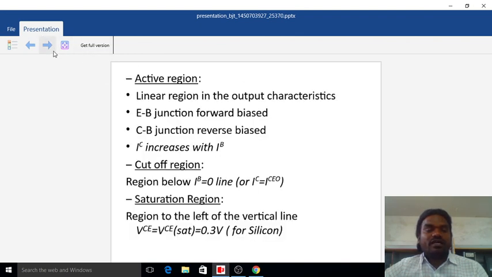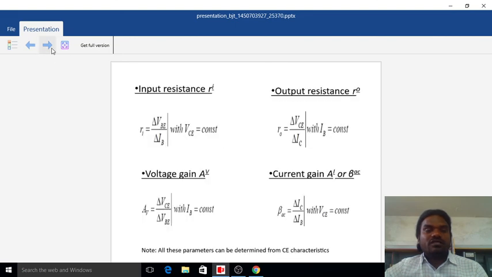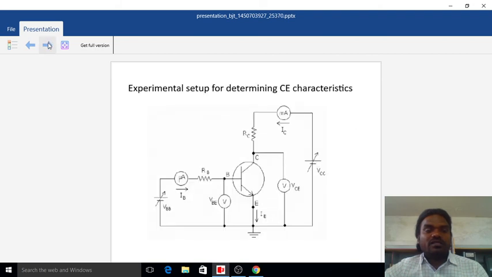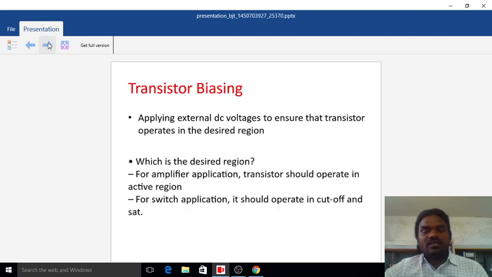We studied the active region. We know that in the active region the emitter base junction is forward biased and the collector base junction is reverse biased. Here both are in reverse bias. Here both are in forward bias. All these things we have discussed, and these parameters we have studied in the common base, very similar. And this is the experimental setup for determining CE characteristics and the transistor biasing. We are going to study transistor biasing in the coming classes.